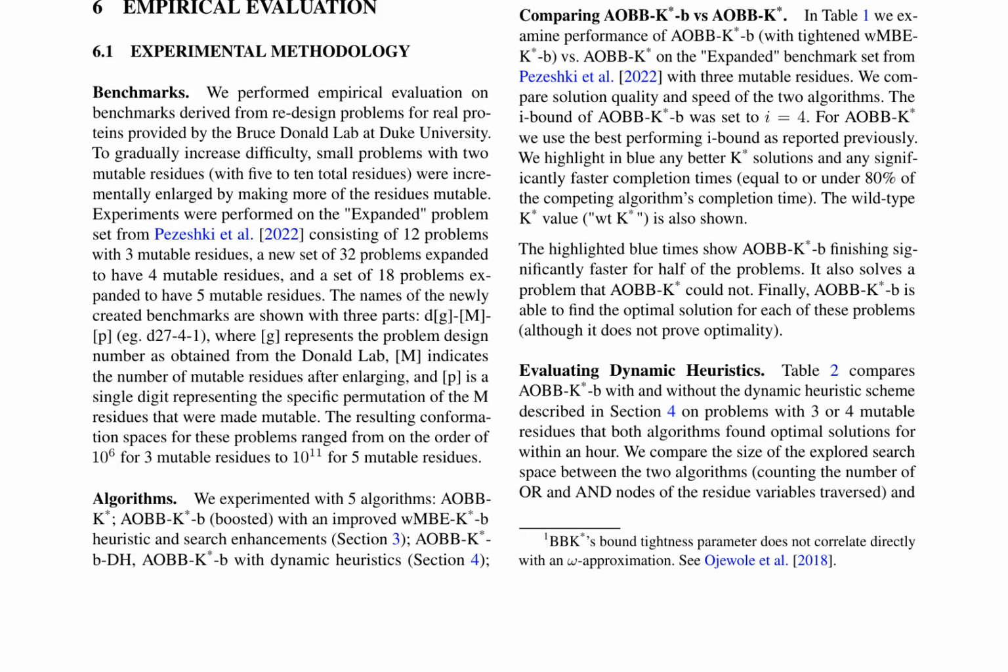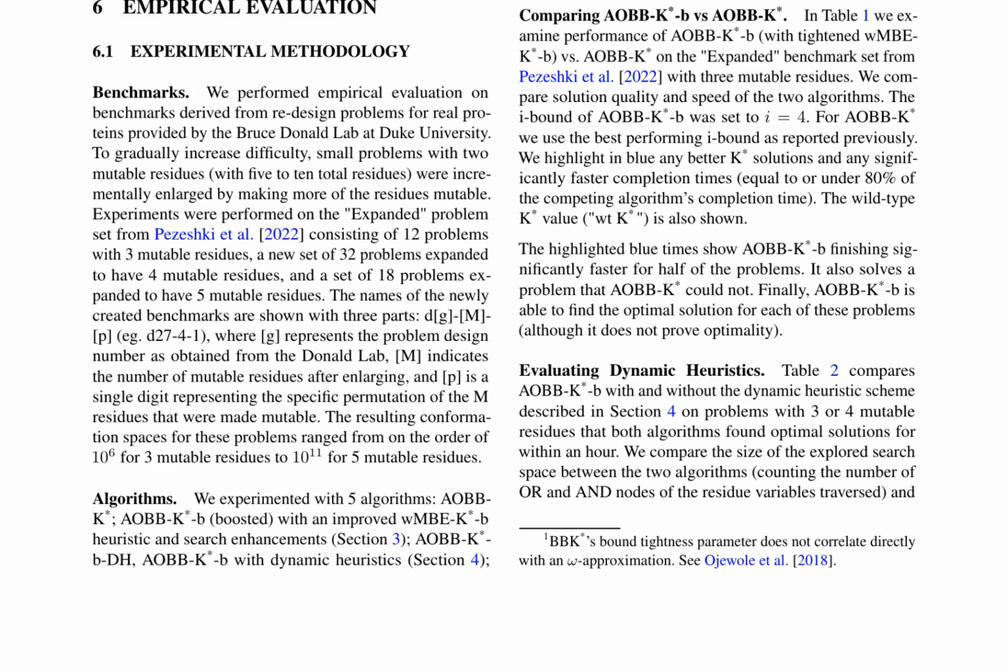The dynamic heuristic scheme is evaluated, demonstrating its ability to reduce the size of the explored search space. AOBB-K UFO is also shown to be effective in finding high-quality solutions. Notably, the limitations of the algorithms are acknowledged, including the loss of optimality guarantees when using the UFO scheme and the non-completeness of the AOBB-K algorithms.